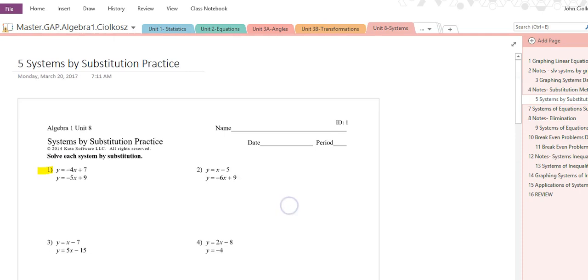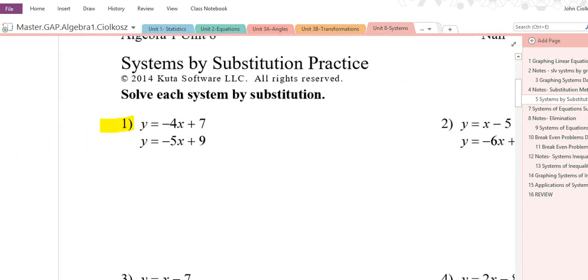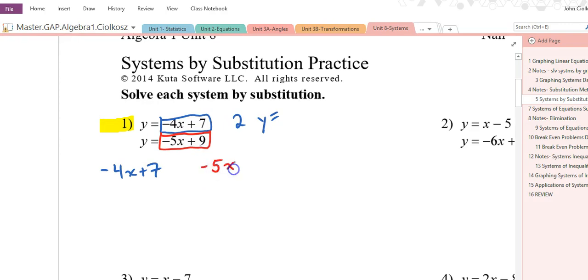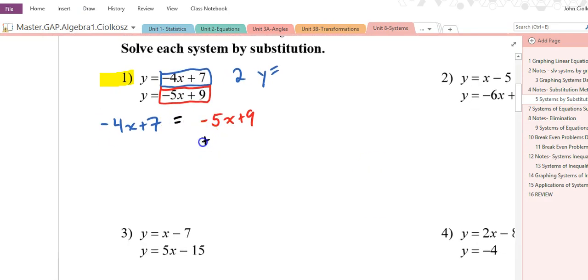Alright. So, for this one, this is an example where we have 2 y equals. So I'm given y equals in both problems. In this case, we're going to set these two sides equal to one another. So I would have negative 4x plus 7 and negative 5x plus 9, and they're equal to one another. Now, we're going to solve for x. So let's move my x to the left, just like we've done before.